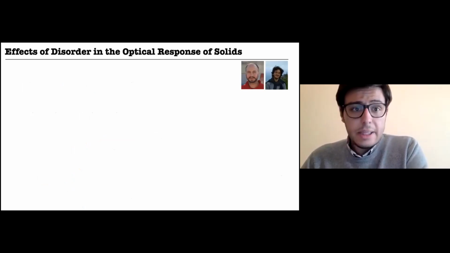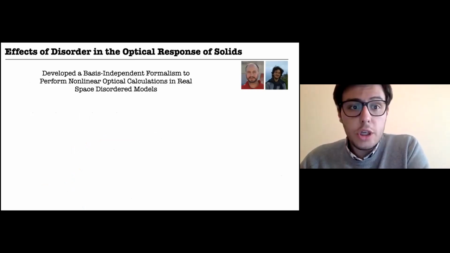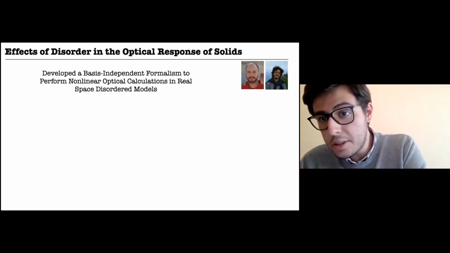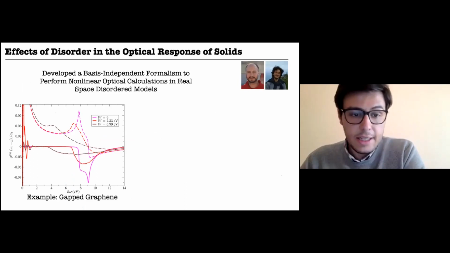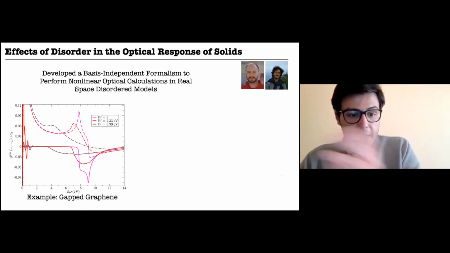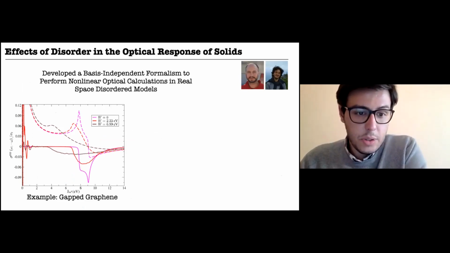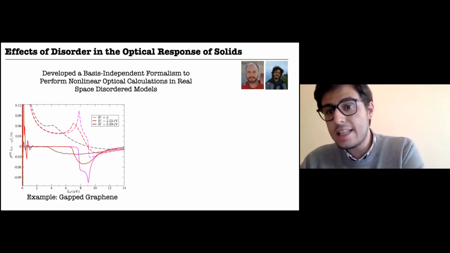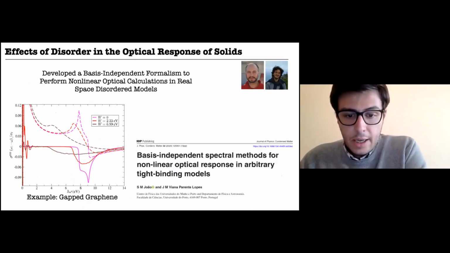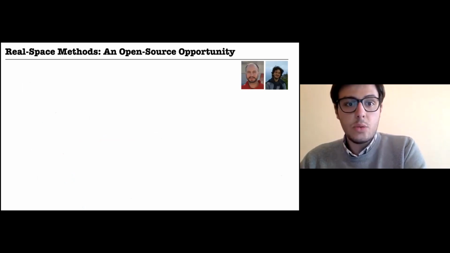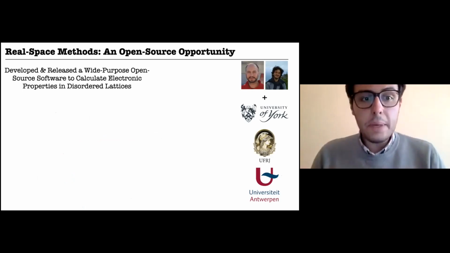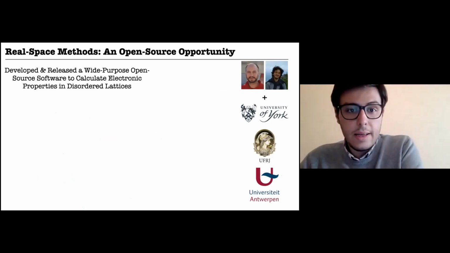Okay, but there are many other effects. For example, you can look at the effects of disorder in optical responsive materials, and we have done this, not me particularly, but the people that are here in the slide. And here you have an example which was done for graphene with disorder, in this case gapped graphene, so graphene with a spectral gap.